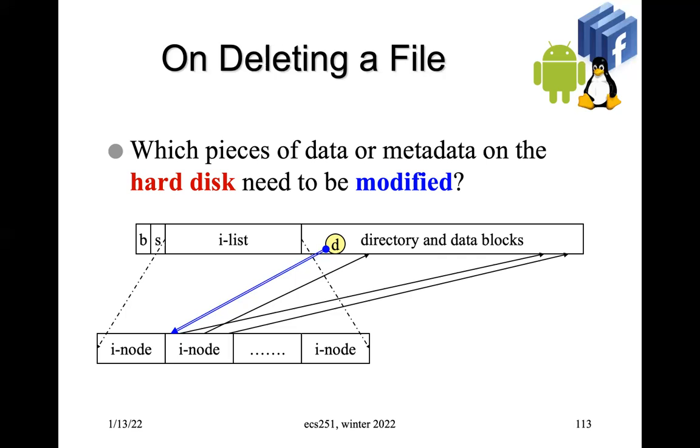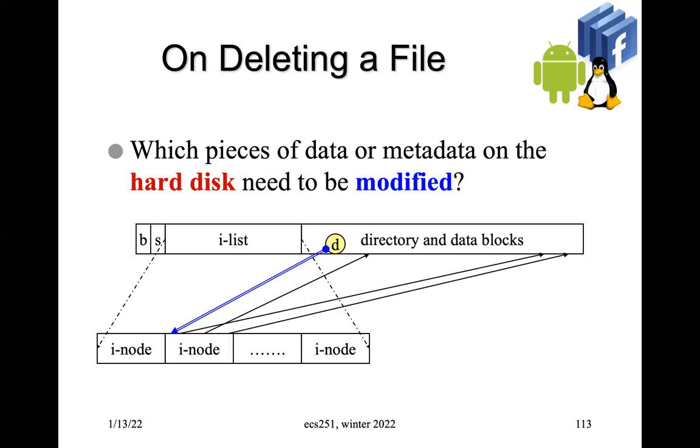Can someone help us say what kind of metadata you need to modify if you want to delete a file? Probably dirent and nlink. Okay, so when you delete a file, you have a dirent, which is a directory entry, and you need to remove that file. That's excellent.